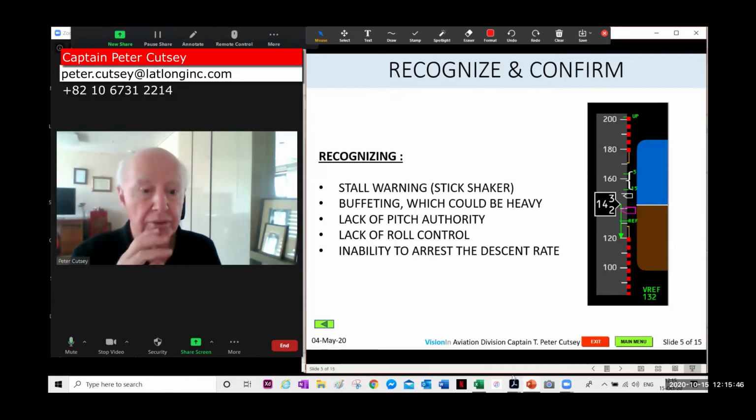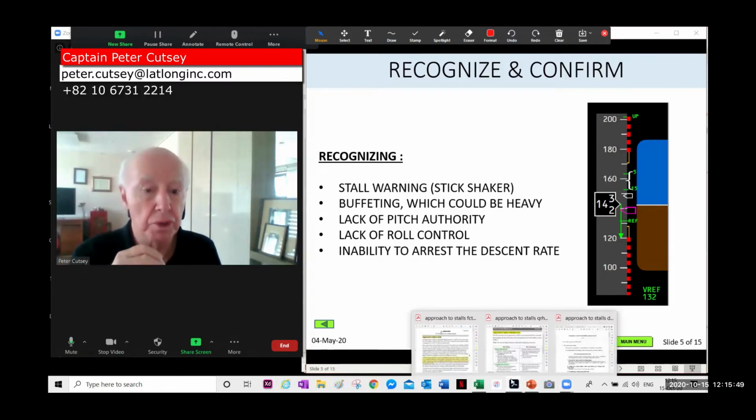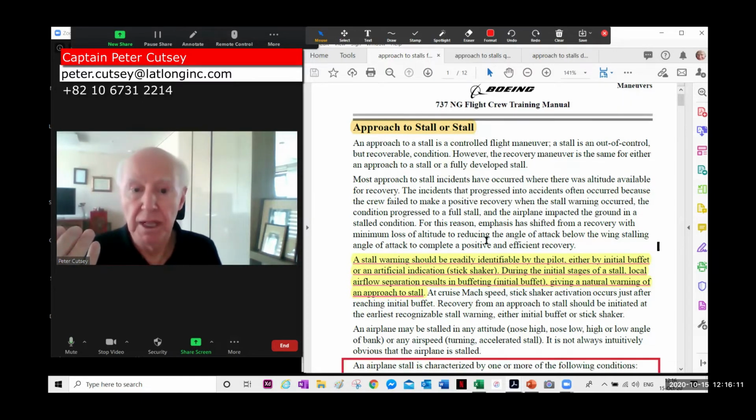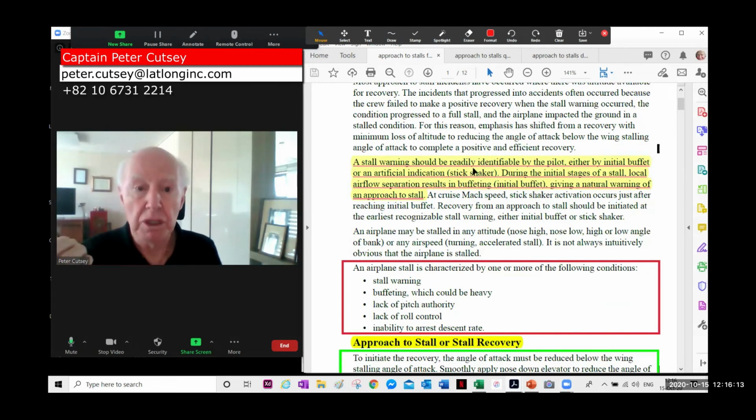We'll jump out of this PowerPoint and go to the FCTM, where we're looking at 12 pages, which has a lot of excellent information with respect to the stall or approach to stall. You should study this, and your instructor should brief you on this. A stall warning should be readily identifiable by the pilot either by initial buffet, as we just mentioned, or an artificial indication such as a stick shaker.